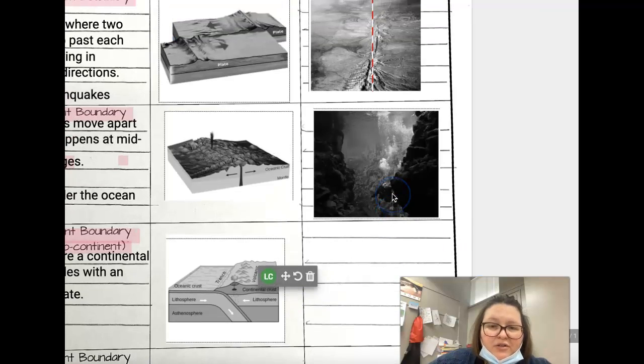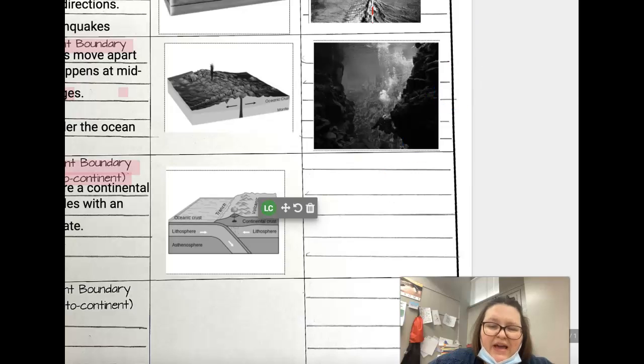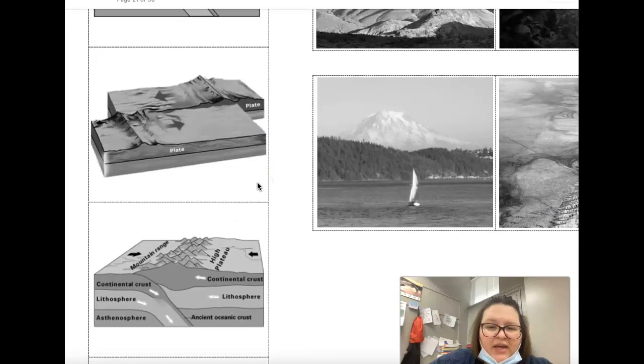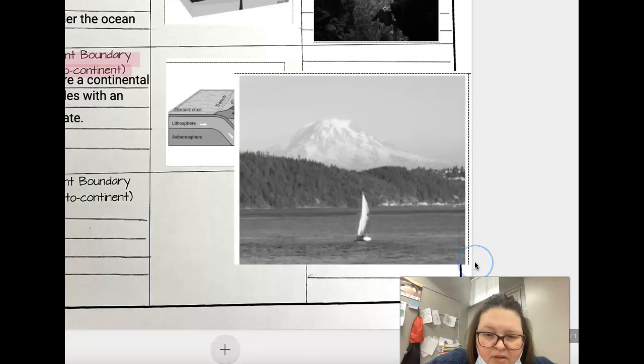The next thing we're going to do is add our example. When this happens, we get something called a trench. So go over to your pictures, and I want you to find this picture of the sailboat, and I want you to cut it out, and I want you to put it onto your paper underneath the example side. I'm going to try to shrink it down so it fits nicely.